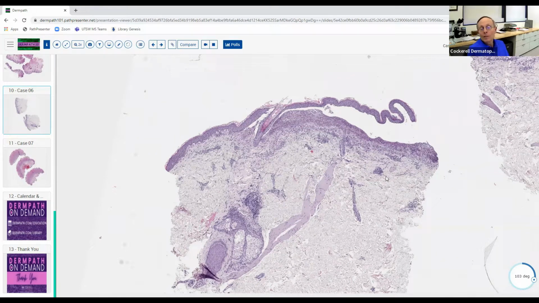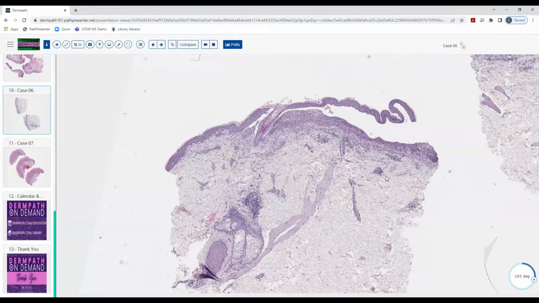Okay. So if you see neutrophils mostly, think DH first. What are you going to think about second?